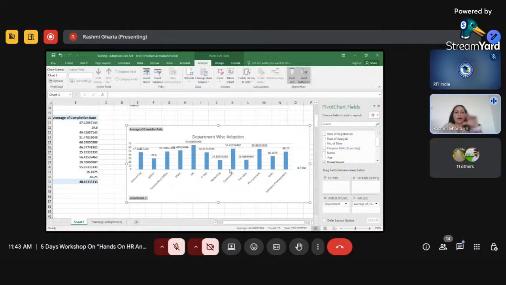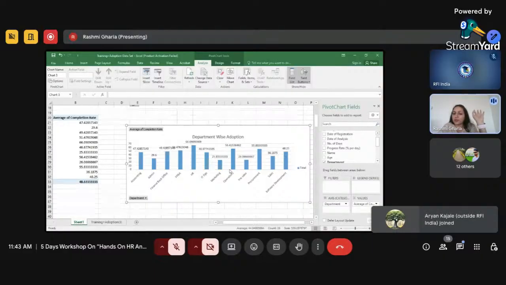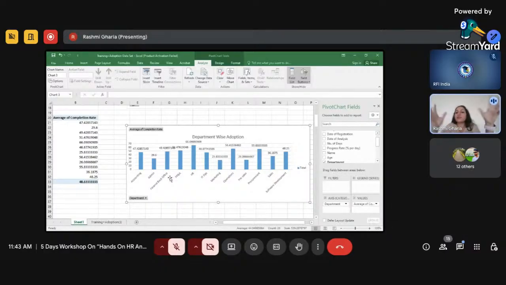In general, if you are not using analytics, you will just understand that 48% is the completion rate, so I have to plan some strategy. So you will plan a strategy that will be generalized, applicable to all the departments, right? But if the HR department has a 66% completion rate, then the intervention for them will be different from the intervention required for pre-sales and marketing.